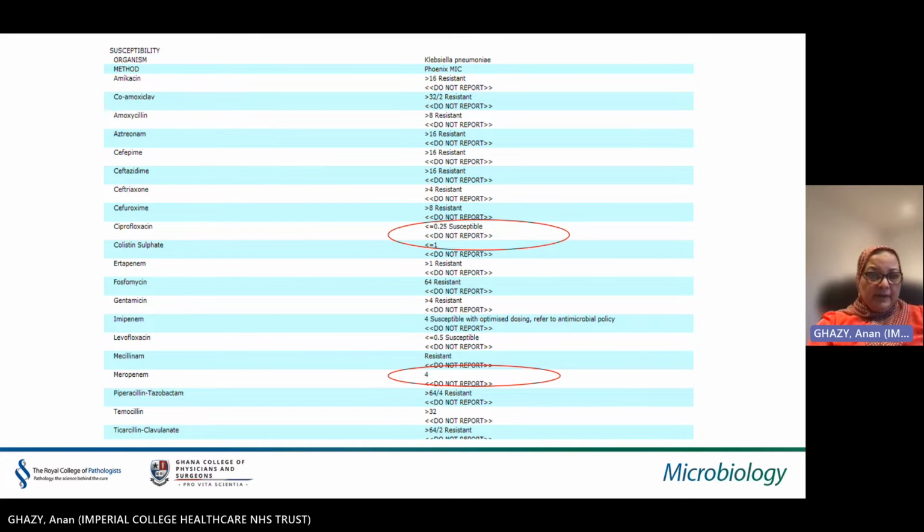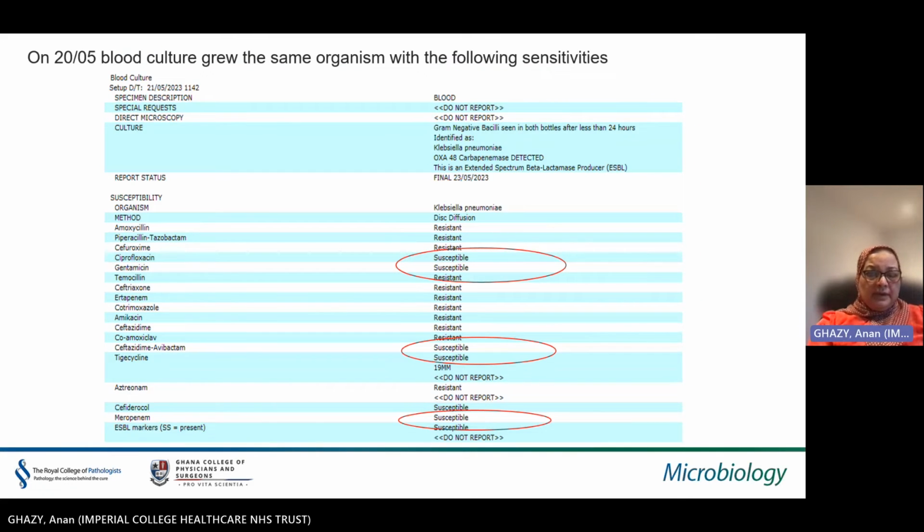He still required intensive care. So on 20th of May of the same admission, his blood culture grew the following organism, which is Klebsiella pneumoniae, which is also OXA-48 positive, and it has the same sensitivity as the rectal screening swab. So it was sensitive to ciprofloxacin and gentamicin, and also chloramphenicol, meropenem, and ceftazidime-avibactam and tigecycline.